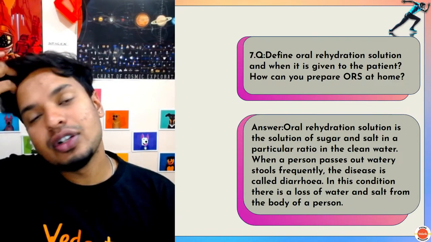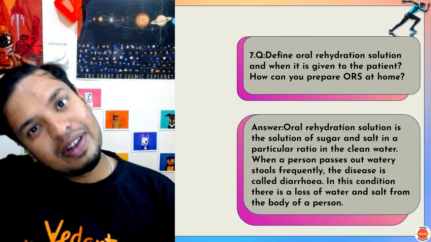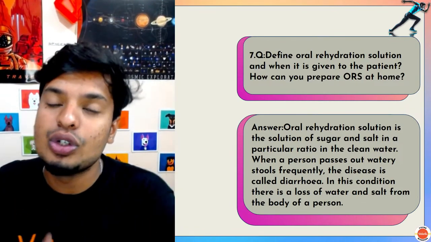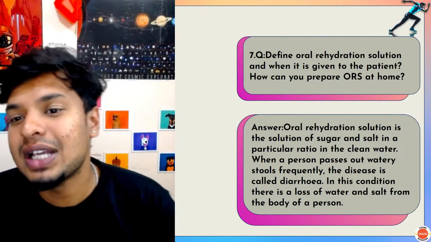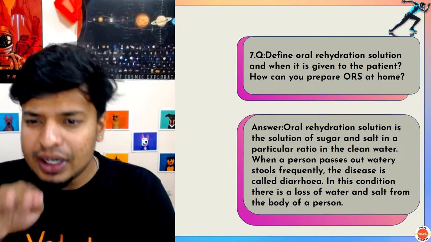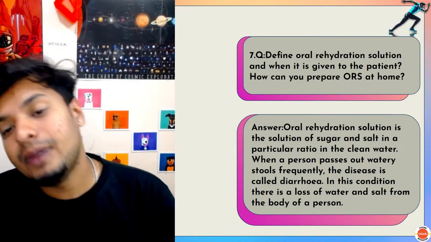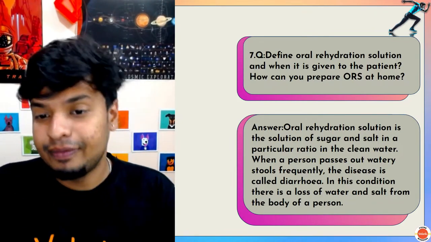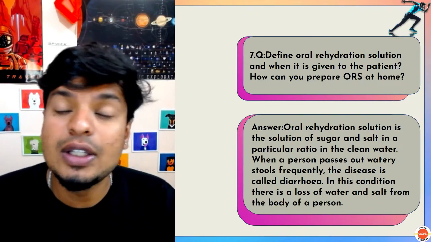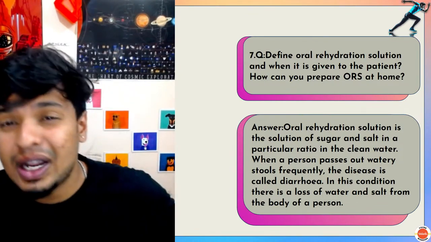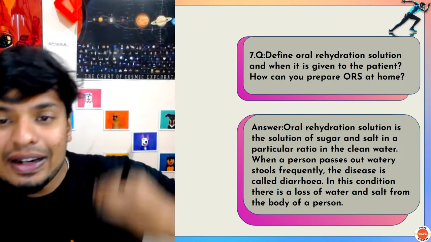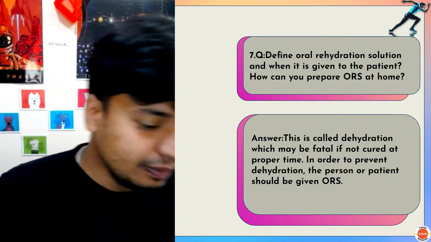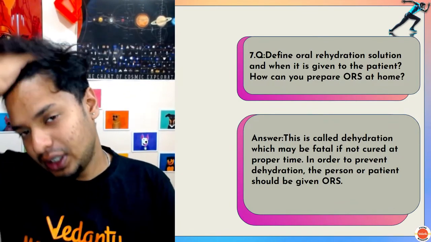Define oral rehydration solution, ORS. When is it given to the patient? How can you prepare ORS? So ORS means oral rehydration solution, a solution which has sugar and salt in a proper ratio. When a person passes watery stools frequently, diarrhea, right? In this condition, there is a loss of water. Dehydration happens. So to rehydrate that person, to make sure that the water level is increasing in the body, we give ORS to that person.